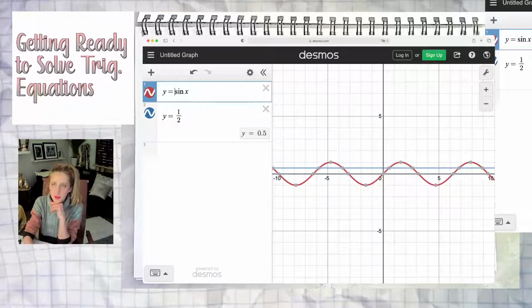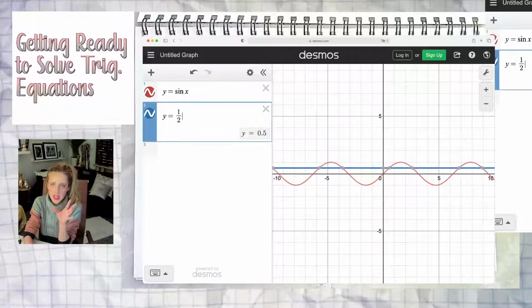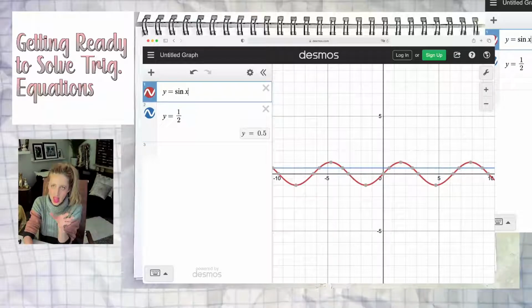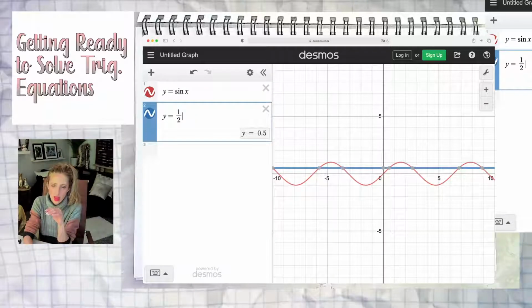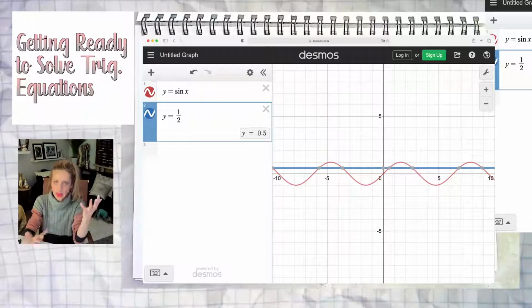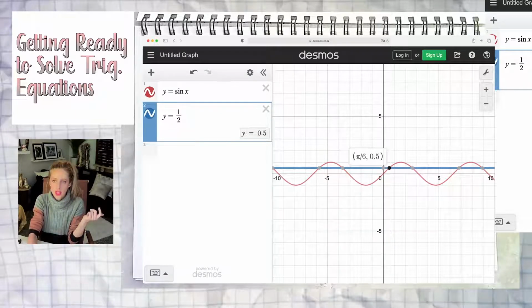Yeah. So what I did, if you look here, I just graphed sine and I graphed 1/2. And I want to know when are they equal? That's what you're doing when you're solving an equation, right? You want to know when is sine x equal to 1/2. And you girls just told me the answer from your head using the unit circle, pi over 6. Do you see it right here? It says pi over 6. And if I click there, 5 pi over 6.